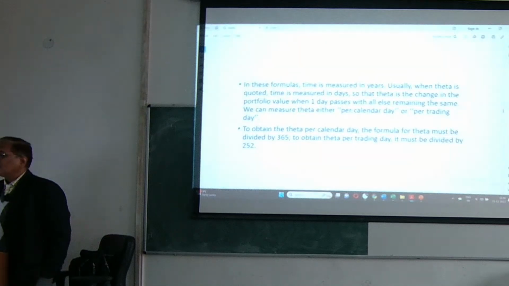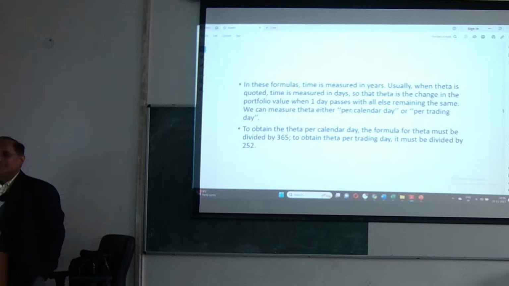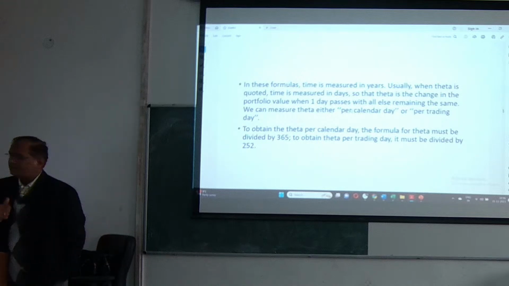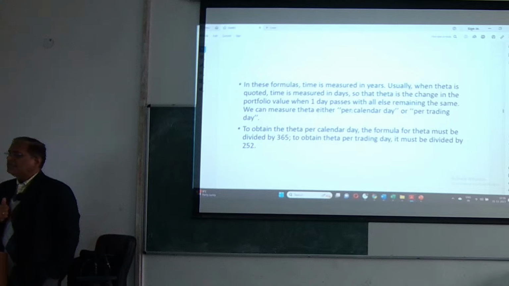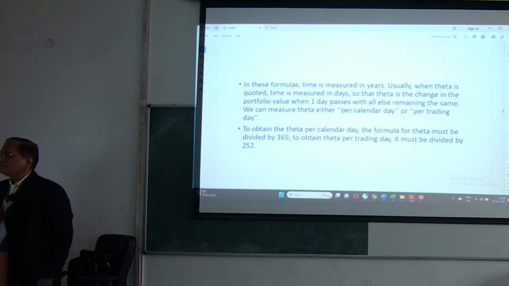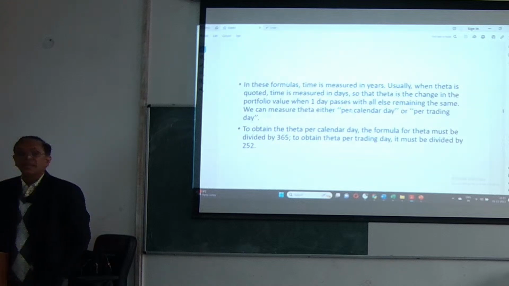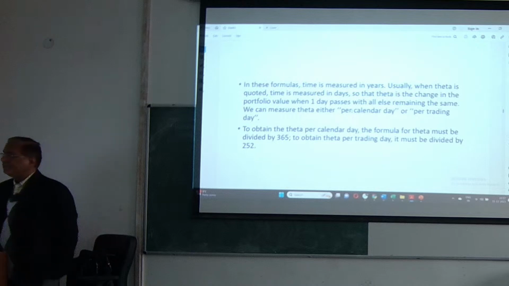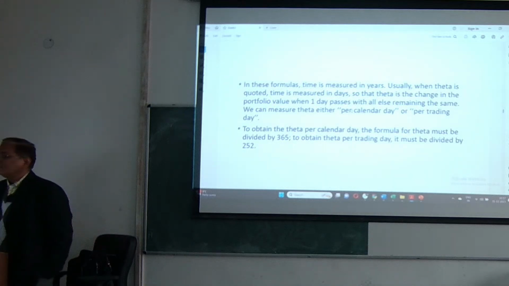In these formulas, time is measured in years, time always in years, as I have already mentioned. Usually when theta is quoted, time is measured in days, so that theta is the change in a portfolio value when 1 day passes with all else remaining the same. We can measure the theta either per calendar day or per trading day. To obtain the theta per calendar day, the formula for theta must be divided by 365 because ultimately the calculation has to be for a year. To obtain theta per trading day, it must be divided by 252.